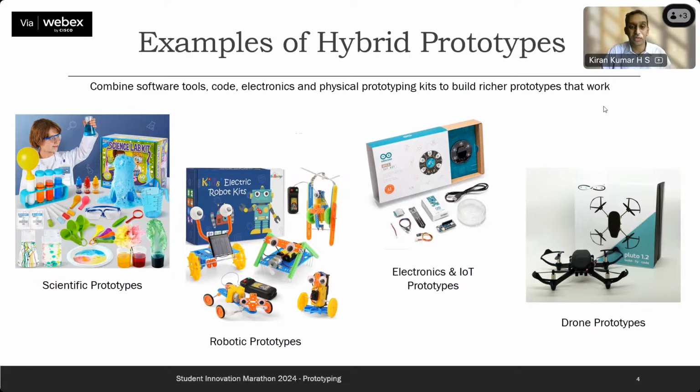So now for the School Innovation Marathon, you need to be clear about what kind of prototype you want to build. Is it a physical prototype, a digital prototype, or a hybrid prototype? A hybrid prototype, I can tell you, gives you a richer experience. But of course, sometimes physical prototypes are more suitable. Sometimes only digital prototypes are more suitable. But if you can combine both of them, it gives you a greater experience. And ATLs have a lot of resource materials for building hybrid prototypes. Let's go to the next slide.